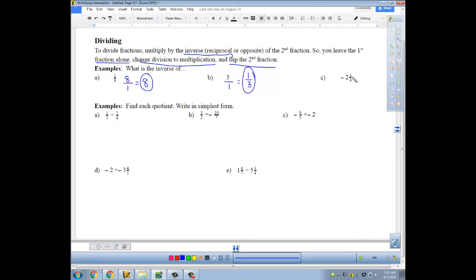For C, turn it into an improper fraction first. So 4 times 2 is 8 plus 1 is 9. So negative 9 over 4. Flip that to get the reciprocal to get negative 4/9.